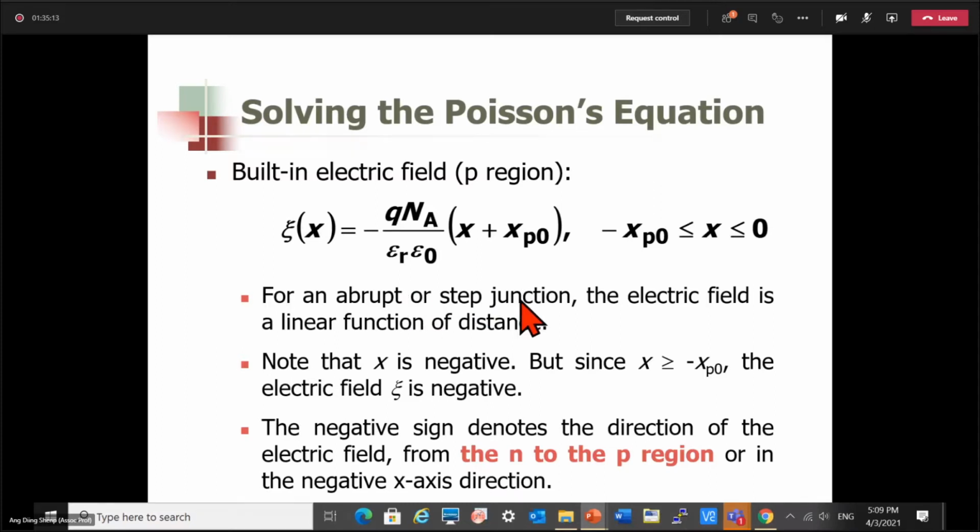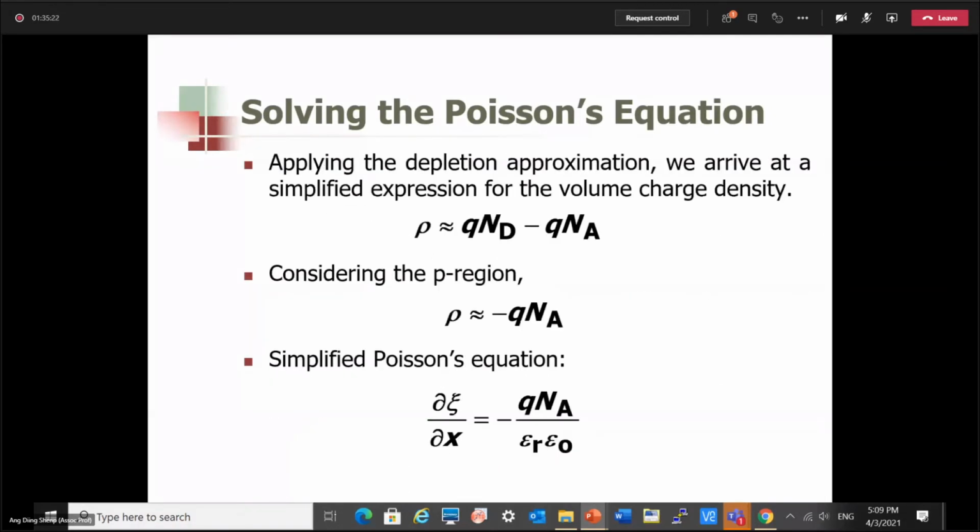Now, if you do not have an abrupt or step junction, for example, if you have a linearly graded junction, this result doesn't apply. Then you have to go back and see why that is the case. If you have a linearly graded junction, the doping concentration term is a function of distance itself. Okay, it's not a constant, but it's a function of distance.